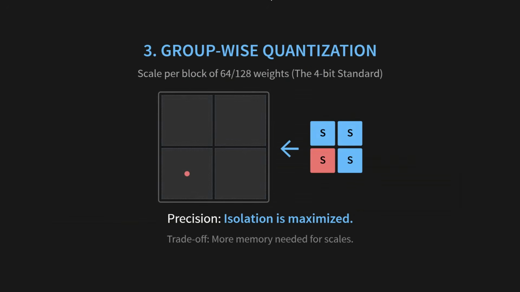Method 3, group-wise quantization. This is the standard for 4-bit models. Here, we take each row and break it into even smaller blocks, maybe 64 or 128 weights at a time. And each of those little blocks gets its own scale factor. The precision here is maximized because any outlier is isolated to a tiny, tiny group of weights. The trade-off? Well, you have to store a lot more scale factors, which takes up a little more memory.